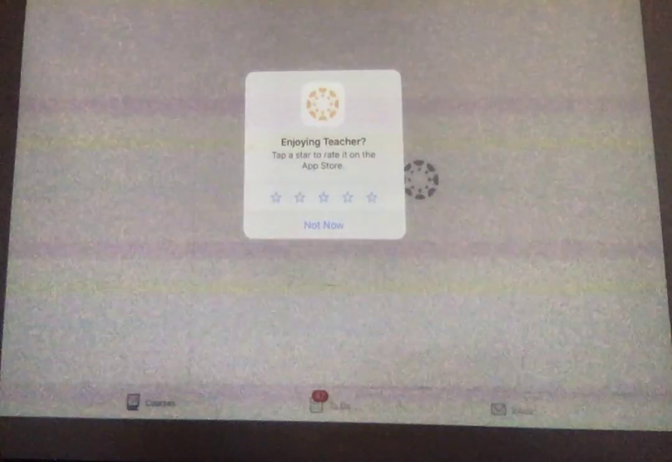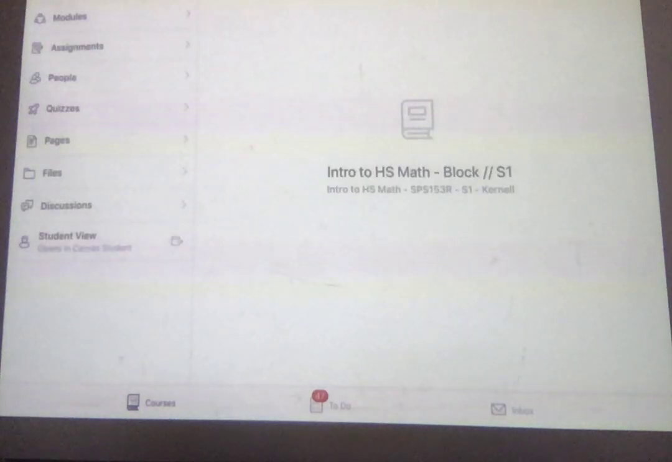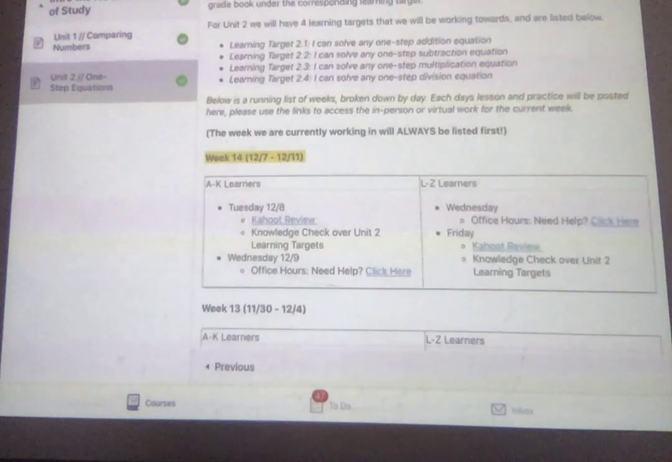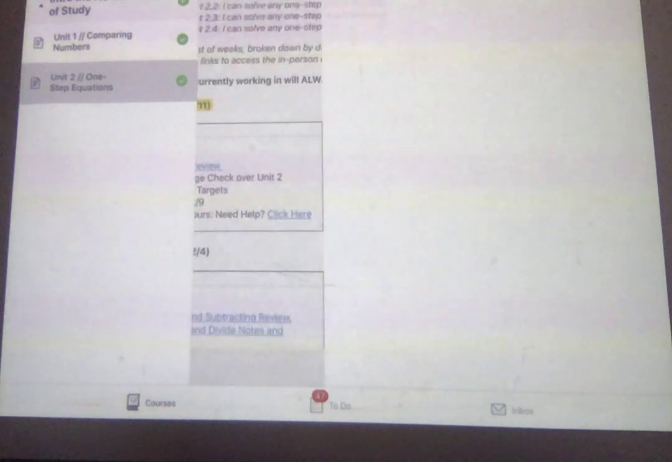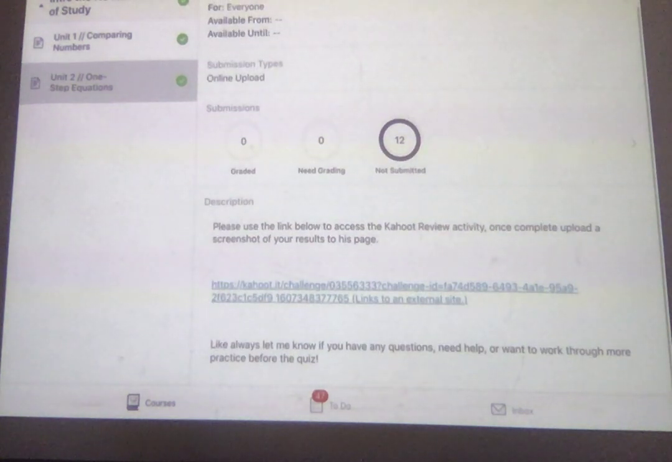My Canvas looks a little different because I'm on the iPad. You're going to go to our class, go to Modules, Unit 2, and our page looks like this. You're going to click on the Kahoot review, and you're going to use this Kahoot link.